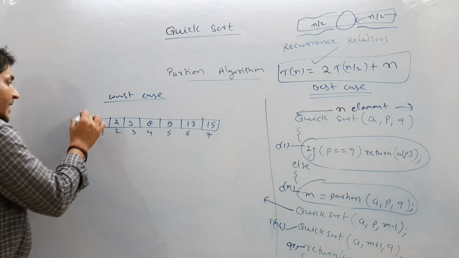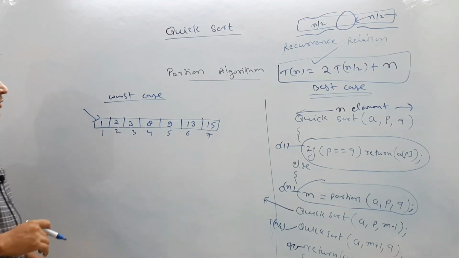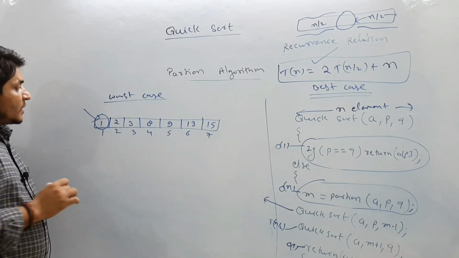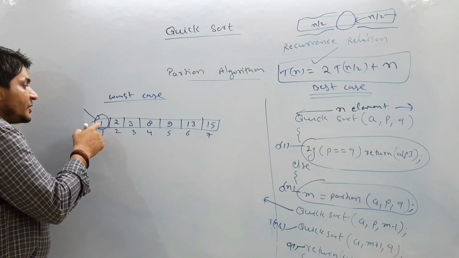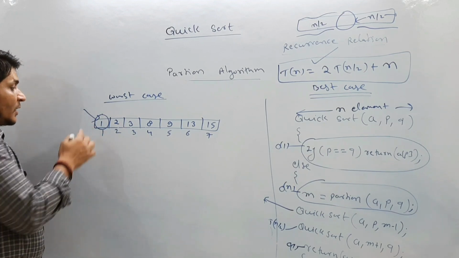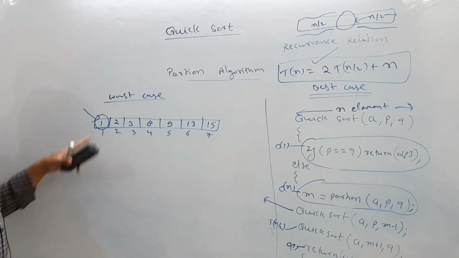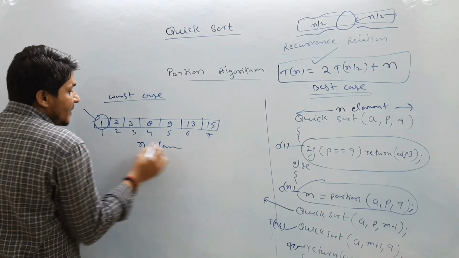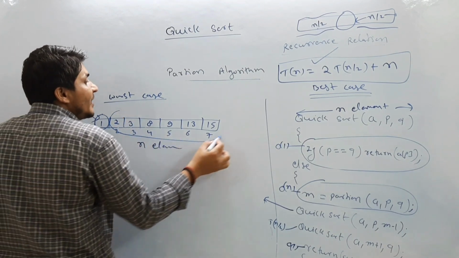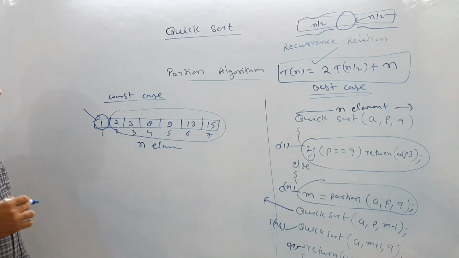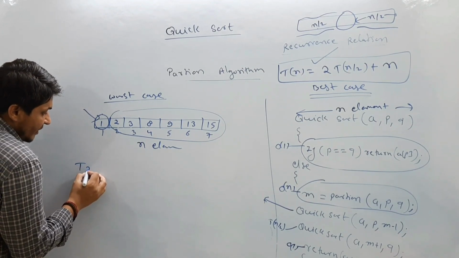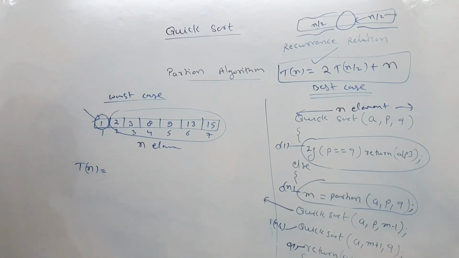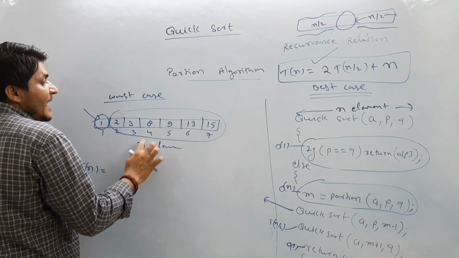If you try to apply quicksort on this already sorted array, first you will assume the first element as the pivot element. After partition, this element will reach its correct position, and the correct position for 1 is the first index. So if initially you were solving an n elements problem, after partition you are again solving an n-1 elements problem. Let's suppose the n elements problem is solved in T(n) time.